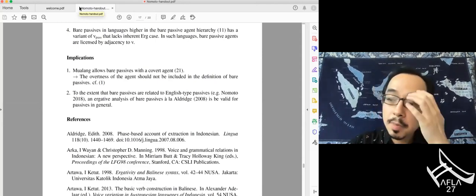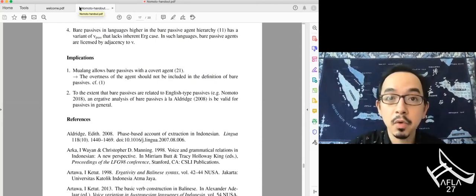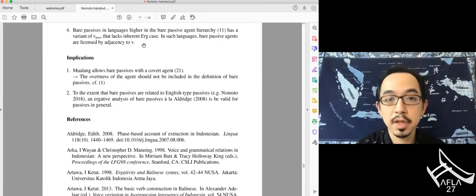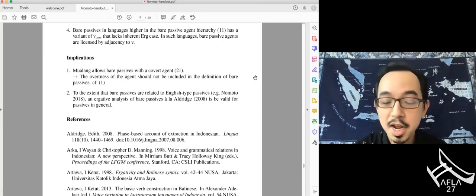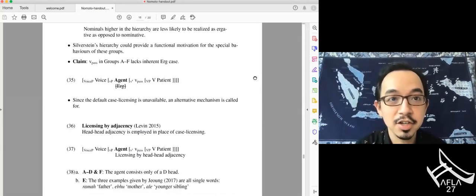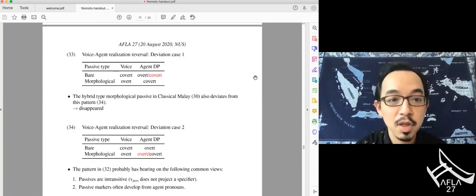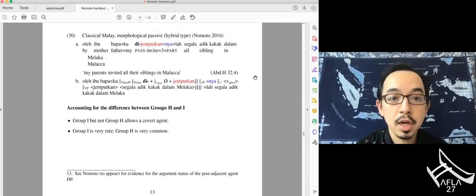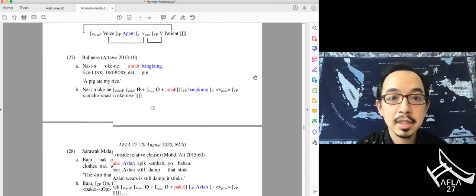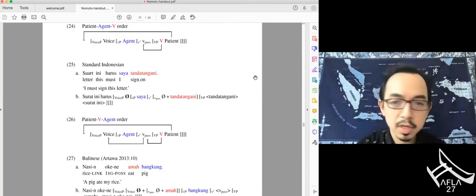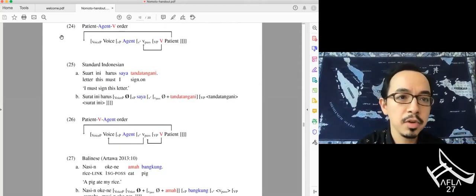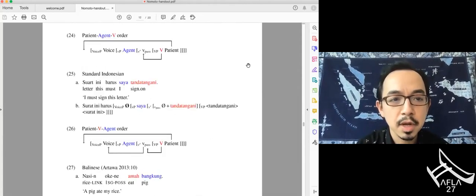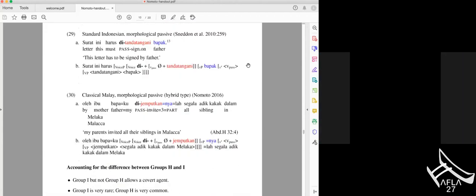So the apparent complementarity of the voice and the agent that you see in many cases. I'm thinking of this generalization, this table in 31, for example. So in this kind of case that we saw, is that something that we might want to relate to the doubly filled comp filter? I mean, under this analysis, that would not be the right kind of configuration. But not sure.